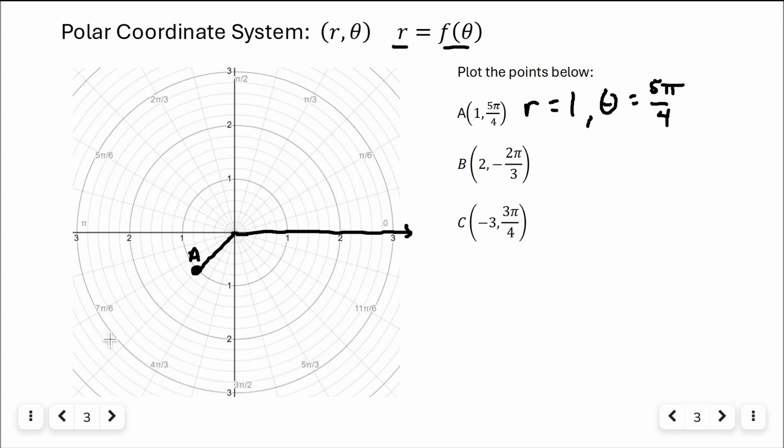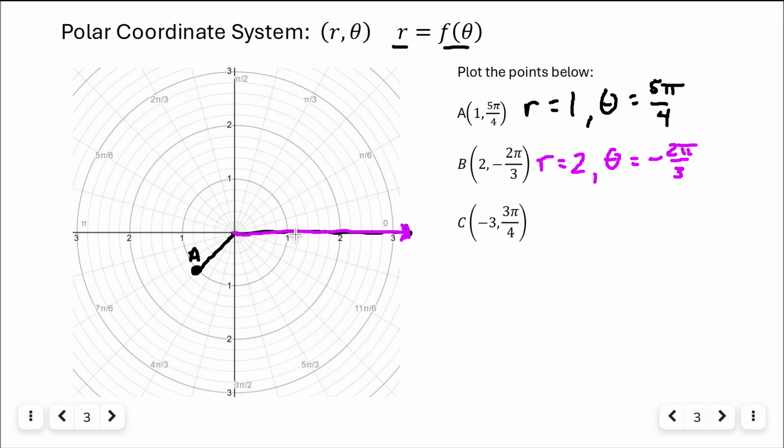All right? Okay, let's try point B. So now we'll do it in a different color. So now r is equal to 2, and theta is negative 2 pi over 3. Okay, so what does it mean for theta to be negative 2 pi over 3? So that means, again, I'm going to start here, standard position. Negative 2 pi over 3 means I'm going to go clockwise around this circle 2 pi over 3 units.